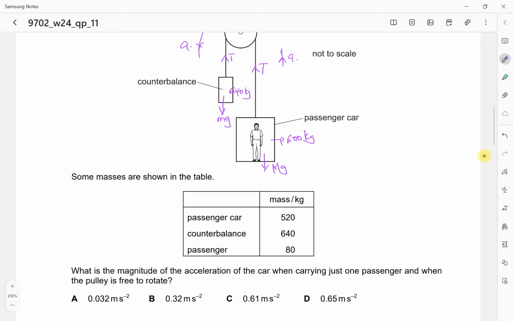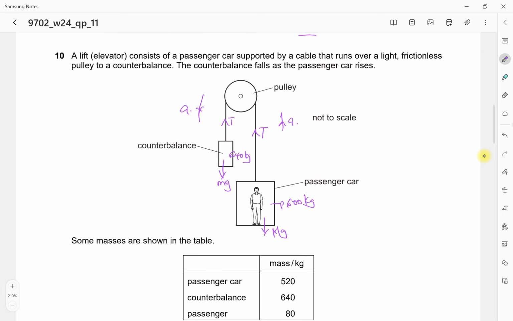What is the magnitude of the acceleration of the car when carrying just one passenger and when the pulley is free to rotate? Okay, so on the left-hand side, the resultant force F equals mass times acceleration, which is equal to the difference between these two, that is the weight mg minus the tension T. I'll make some substitutions. The small mass is 640, so 640 times the acceleration equals 640 times g minus the tension on that side.